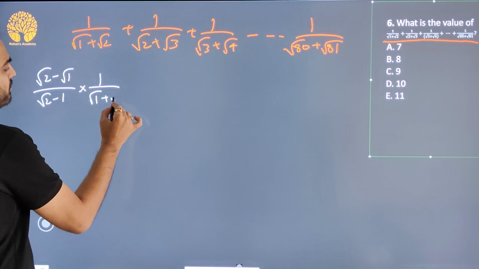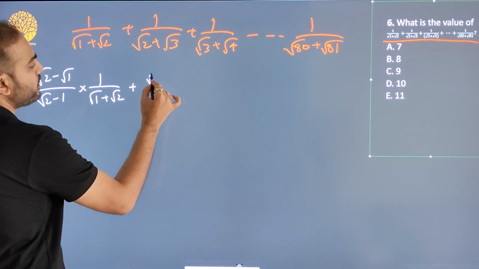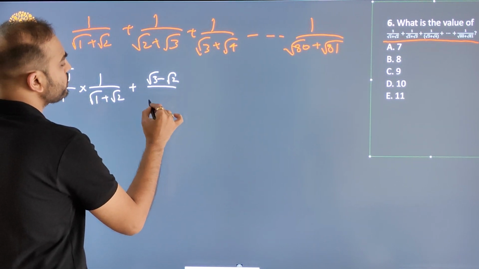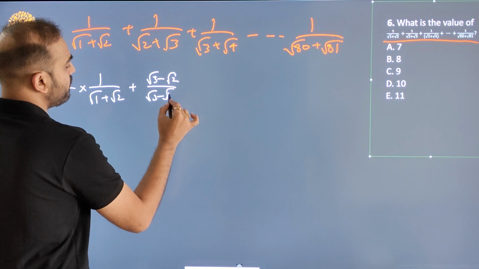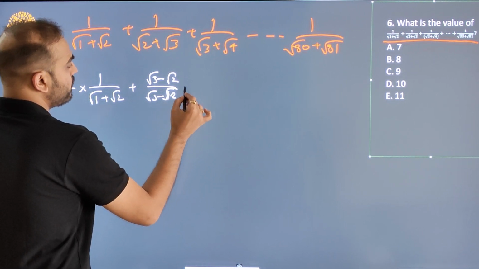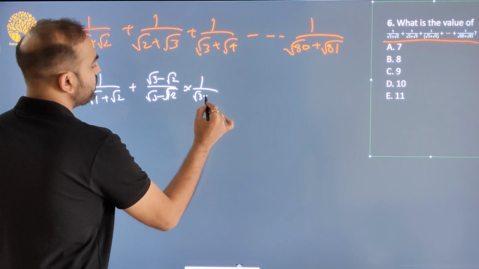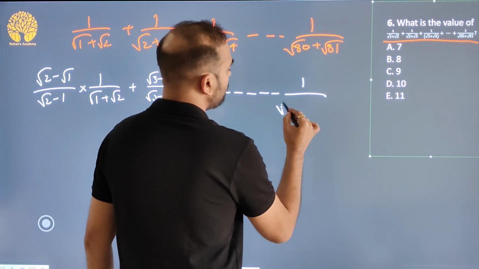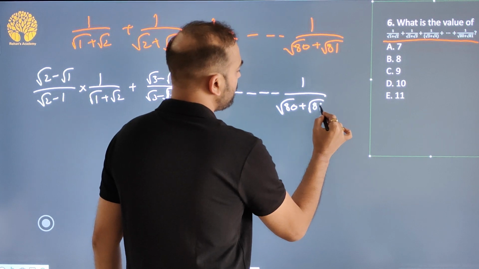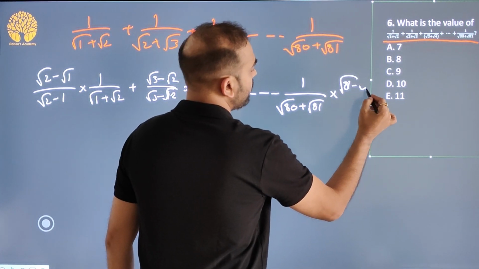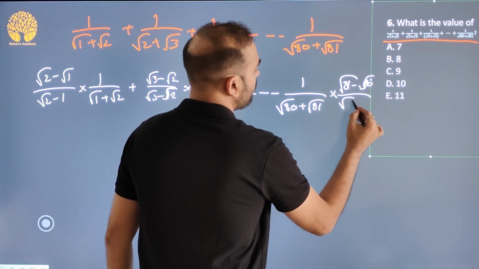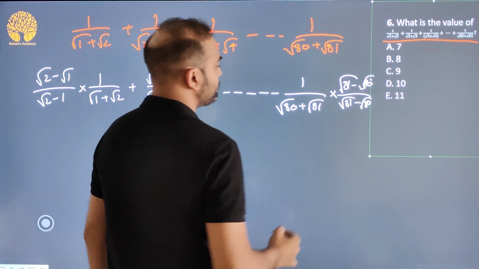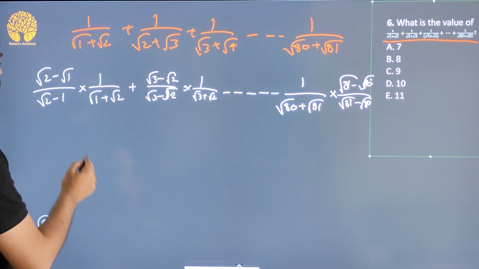Right? 1 plus root 2. For the second one, root 3 minus root 2 into 1 by root 3 plus root 2 and so on. The last one will be 1 over root 80 plus root 81 times root 81 minus root 80, root 81 minus root 80. Okay.